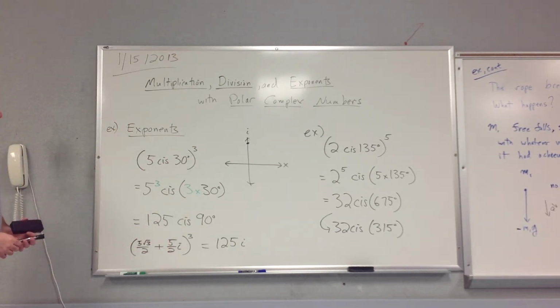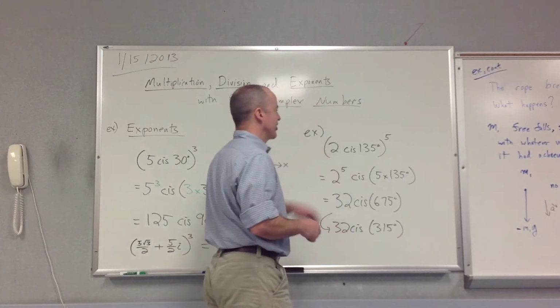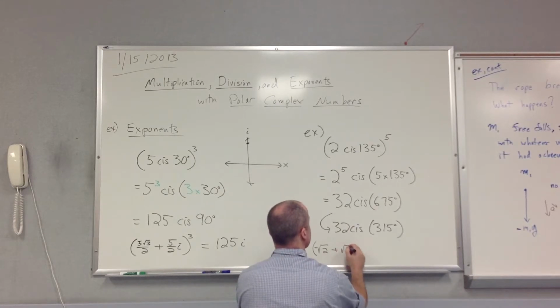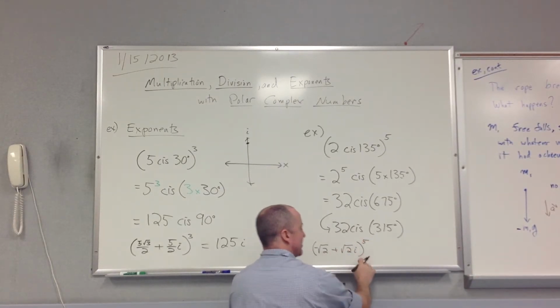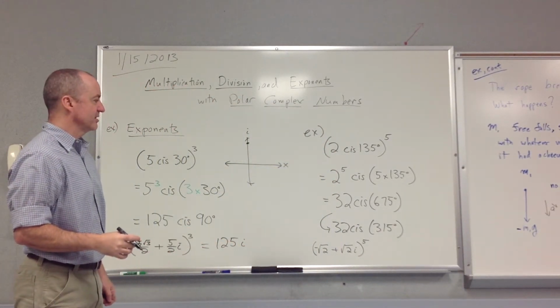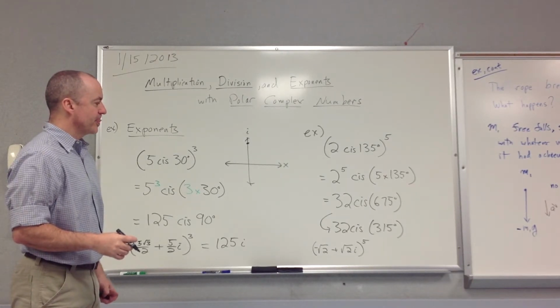All right. Let me mention that real quick here. 2 cis 135. That would be in rectangular form root 2 times negative root 2 plus root 2i. Would you want to expand this 5 times and do all that FOIL just to get 32 cis 315? No. Is there a cis button on the calculator?